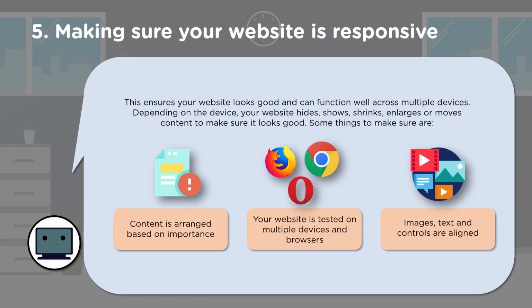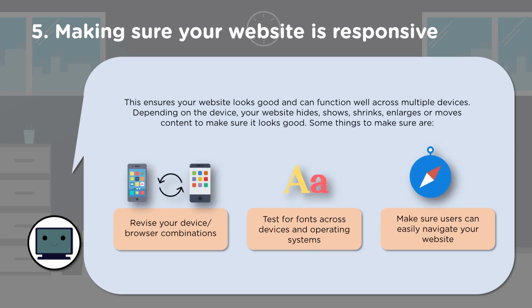Why is that important? Because if somebody goes to your website via mobile and your site doesn't align properly, or the content's all stretched out and somebody has to maneuver their browser just to see your website, then chances are they're not going to come back. Chances are they're not going to convert. Okay, so you want to be able to revise your device browser combinations. You want to make sure that everything works accordingly.